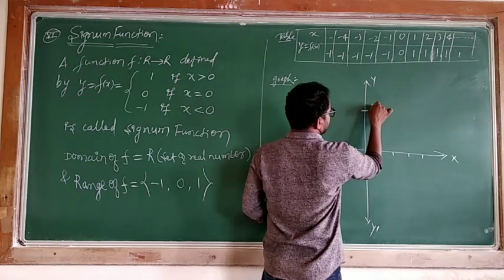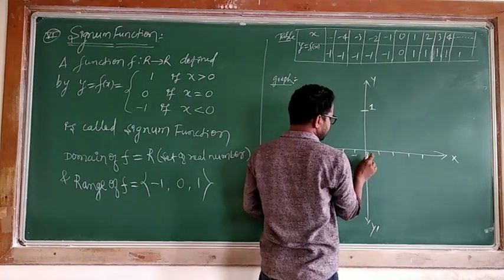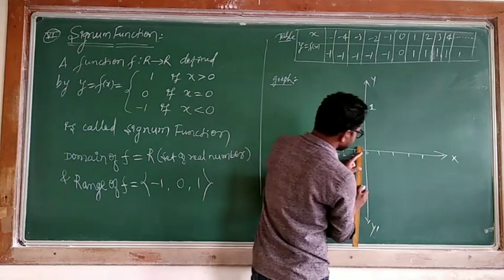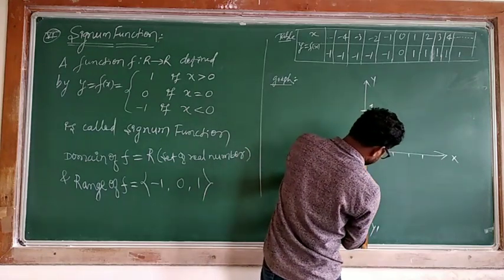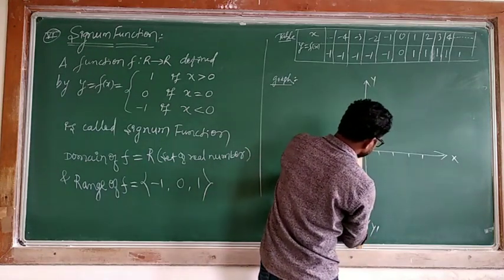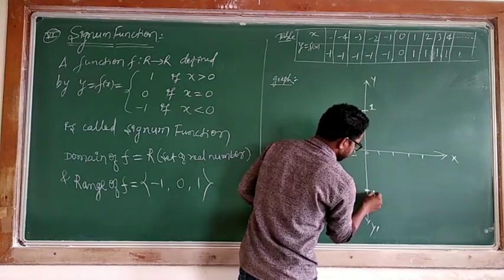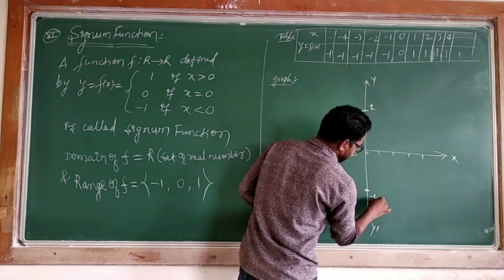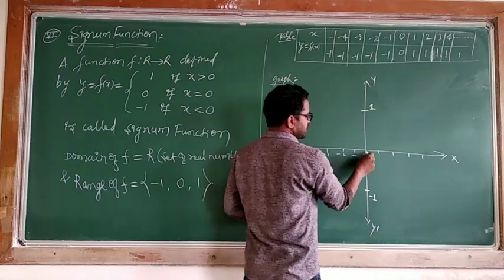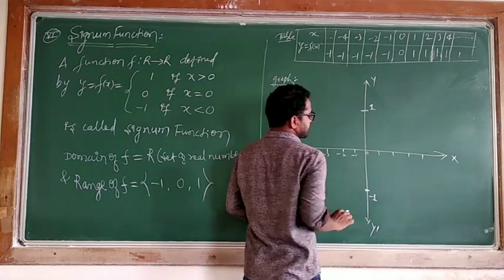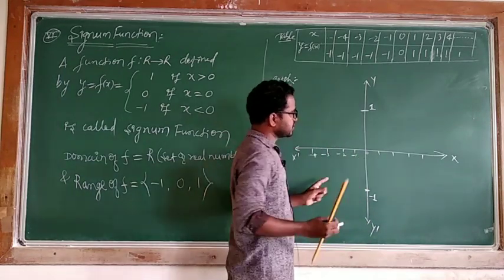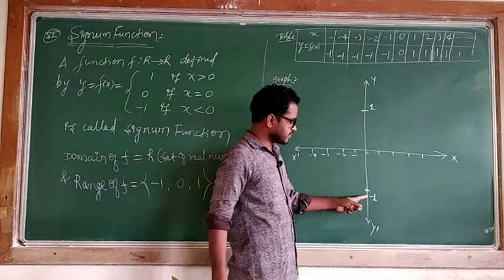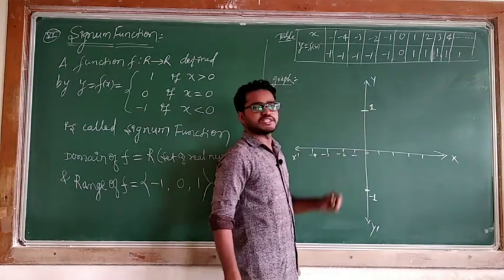I can say this is 1. This is 0. And this I am considering some 20. This will be considered as -1. Only 3 values here. y can take only 3 values: -1, 0, +1.